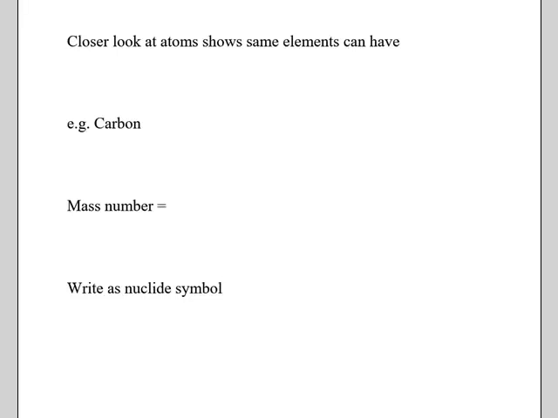So far in this chapter we've been looking mostly at protons and electrons, and we haven't talked a lot about neutrons. The reason for that is when you take a closer look at atoms, you can have the same element, and you will find that within all the atoms of that element, you will have some atoms that have a different number of neutrons.